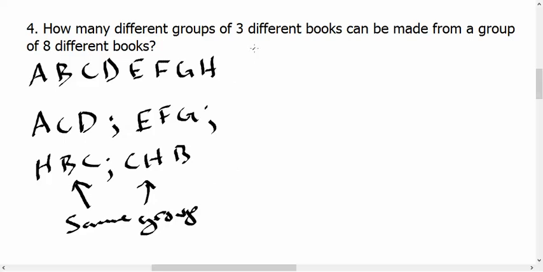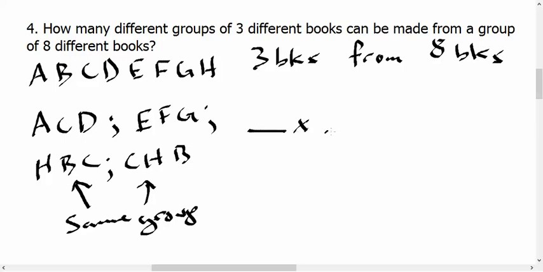So first of all, we're choosing 3 books, 3 different books from a group of 8 books. So we'll proceed in the same way that we proceeded with those other problems. Once again, we're choosing 3 books, 1 book, and another book, and another book, right? If we were just looking for the number of arrangements, let's proceed as if we were just looking for the number of arrangements of books.